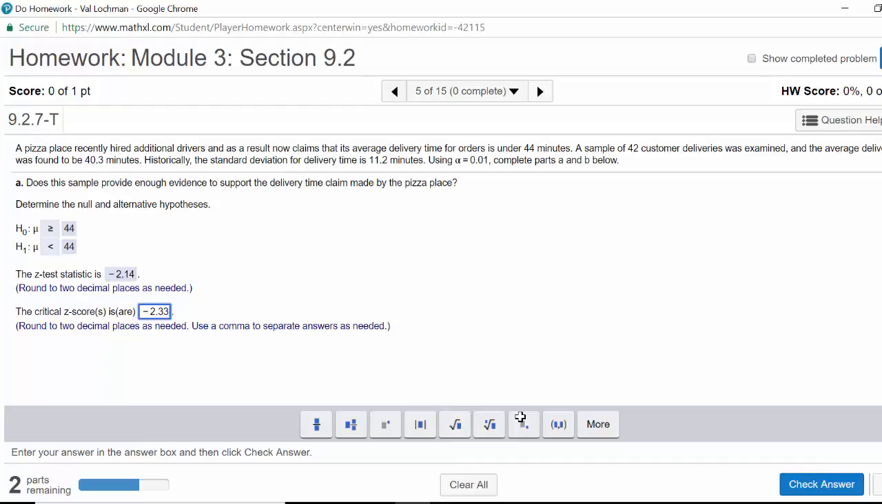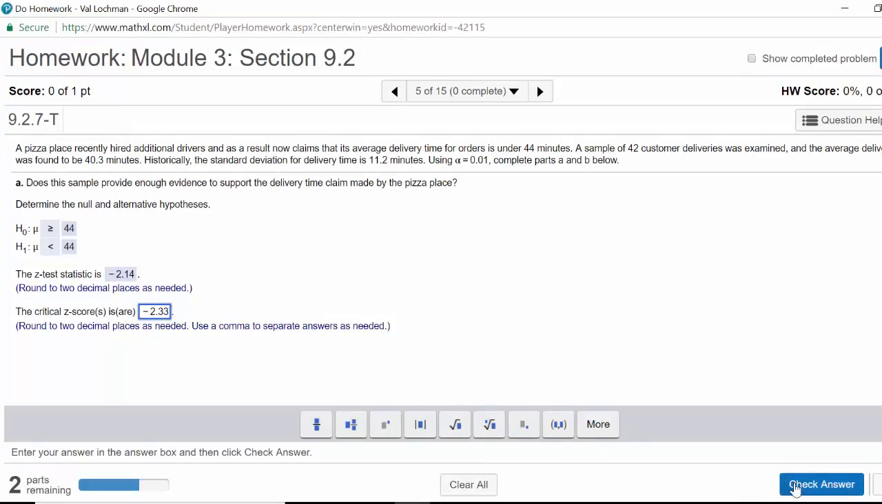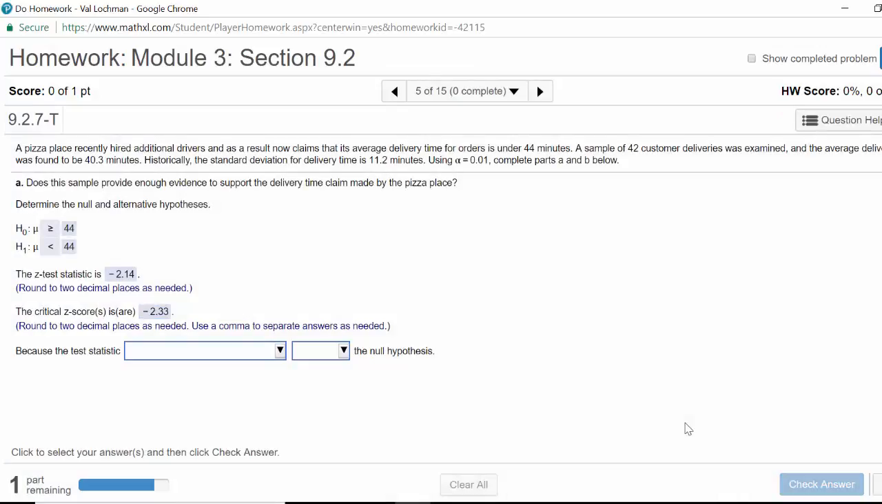Okay. If this was a two-tailed test, you would have used plus or minus of this value right here, the one I'm highlighting. But because this is a left tail, we're using just one. Let's check. This is good.